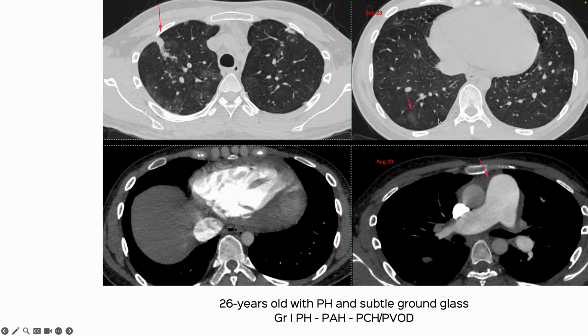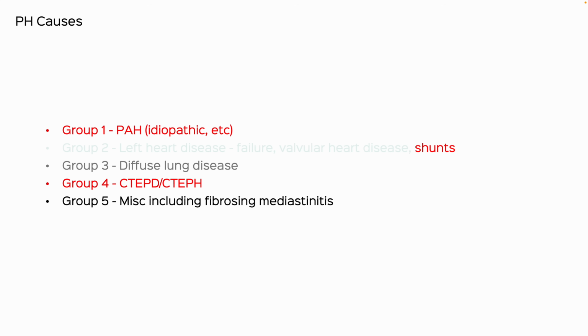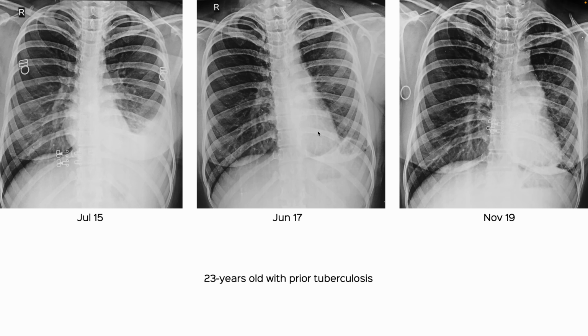Here's another patient, again, 26-year-old, no shunts, no CTEPH, otherwise normal heart. You've got MPA and RV dilatation. You have all these perivascular areas of ground glass suggesting group 1 PH. So we can make that suggestion depending on what we find on the CT.